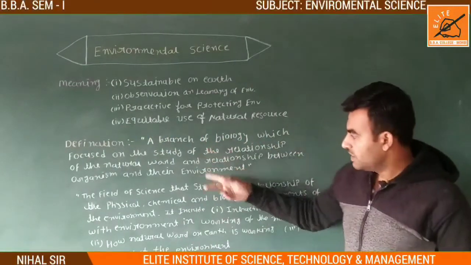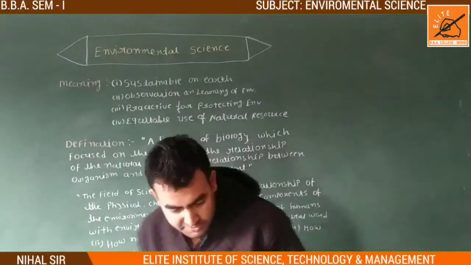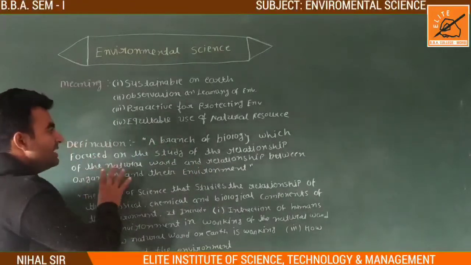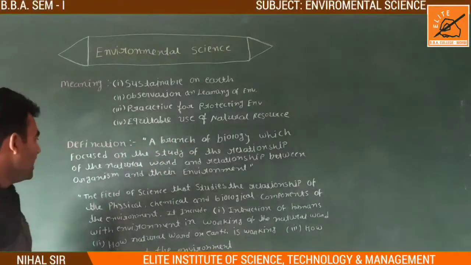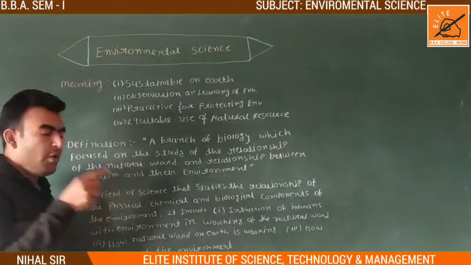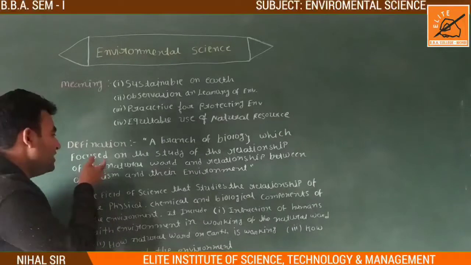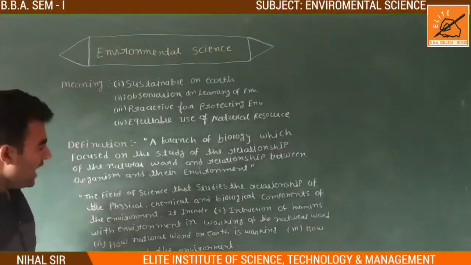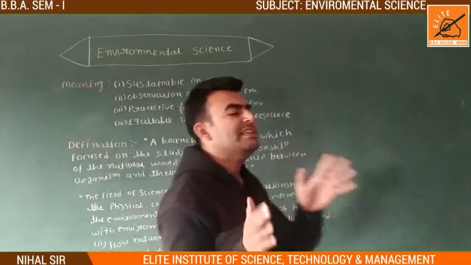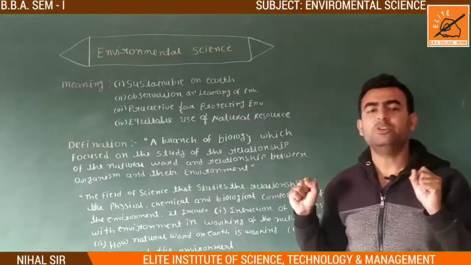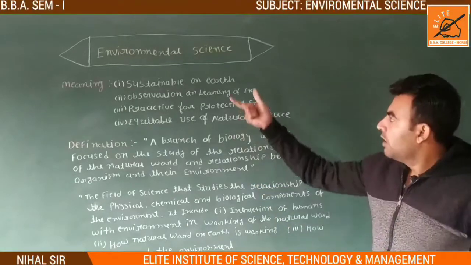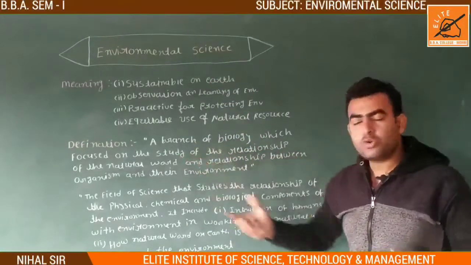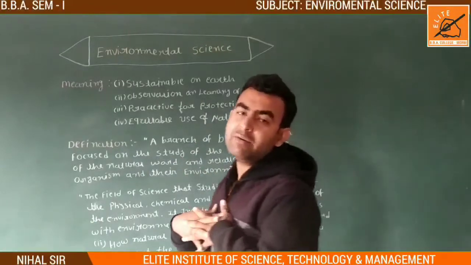Now these two definitions we will discuss. First definition: environmental science is a branch of biology which focuses on the study of the relation of the natural world and the relationship between the organism and their environment. The first thing is that environmental science is a branch of biology, and it focuses on the relationship with the environment.